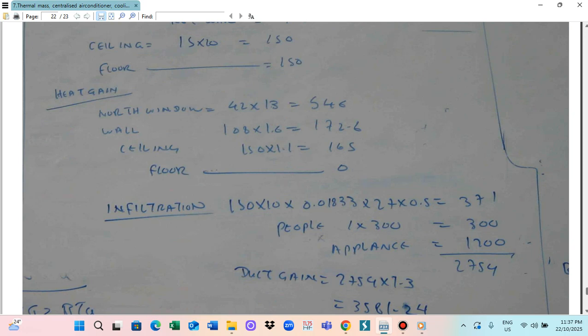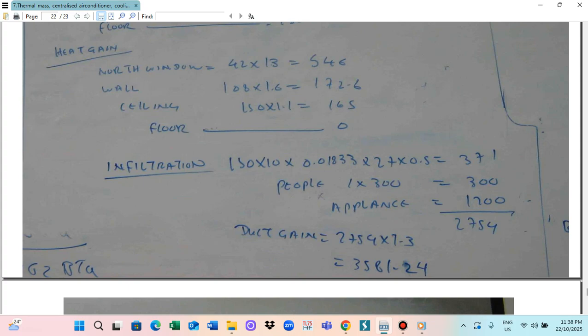And we also calculate for the infiltration. So the floor area is 150 multiplied by 10 multiplied by 0.01833 multiplied by 27 multiplied by 0.5. Then you get 371. So this is 1 person. 1 multiplied by 300, so you get 300.